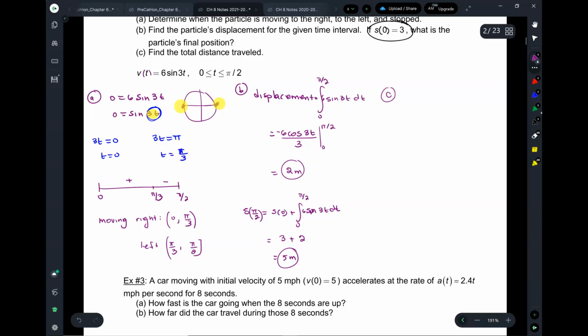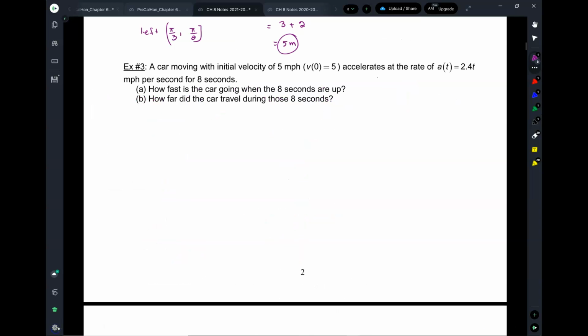But we don't need to write like it's moving. On the last problem we wrote the particle is 90 meters to the right of where it started. I just wrote that to explain it to you guys. You don't necessarily have to. So here, from 0 to pi over 2 for the total distance, we want the absolute value of this. And that's 6 meters.